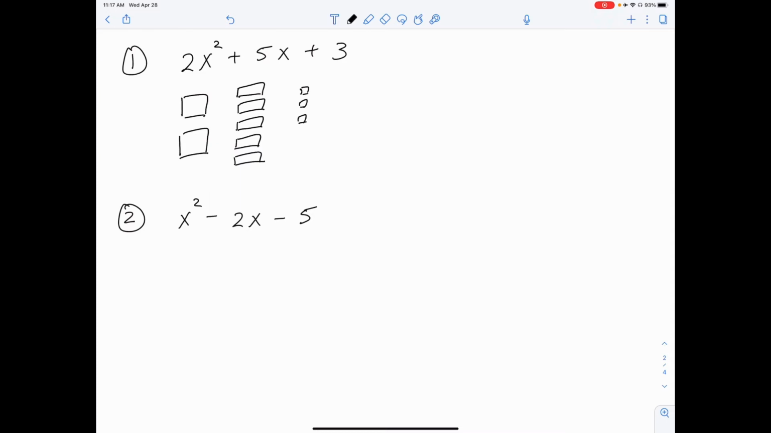And there you go. That shows 2x squared plus 5x plus 3. Let's try number 2. We have x squared minus 2x minus 5. First of all, we have 1 positive x squared, so we're going to draw 1 of the x squared shapes. We have 2 of the negative x's, so we're going to draw 2 rectangles, but because they're negative, we need to color them in like so to show that they are negative. And lastly, we have minus 5, so I need 5 of the ones. You can organize them however you like, but since they're negative, I need to color all 5 of them in. So this would then represent x squared minus 2x minus 5.